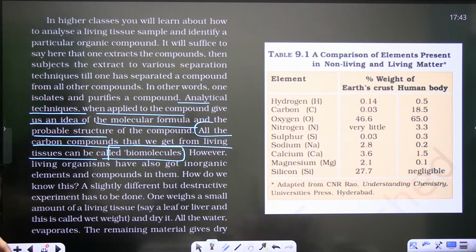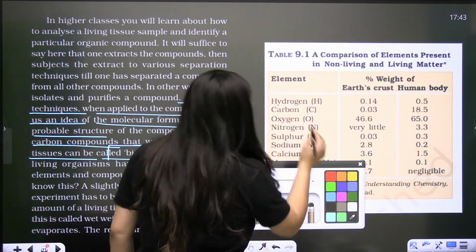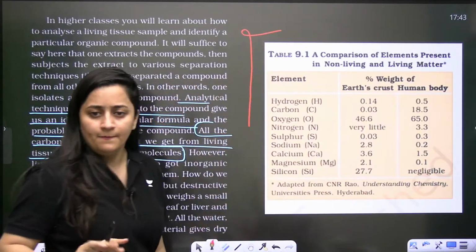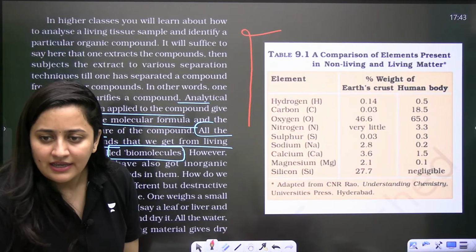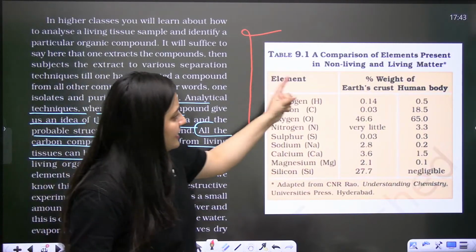They are the biomolecules. Clear, bache? Clear? Now look at this table. Bache, question can come from this part as well. It is from NCERT, of course. It is from NCERT. So question can come from this part.